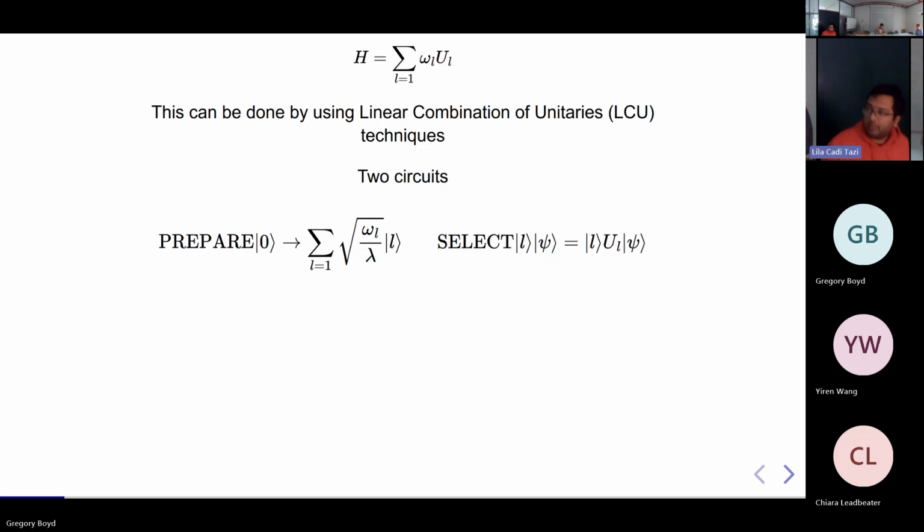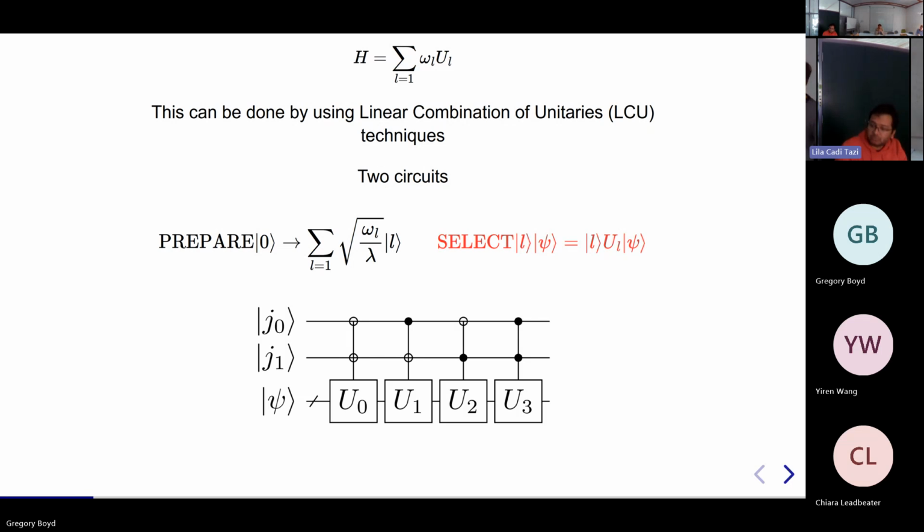But most of this talk is going to be concerned with circuits of this select form. So what are these circuits doing on a basic level? If you were to actually draw out the circuit and look at what they're doing, they're just saying for the index that's 0, do this unitary. For the index that's 1, do this unitary, etc. Go through all of them until you've applied all the unitaries.